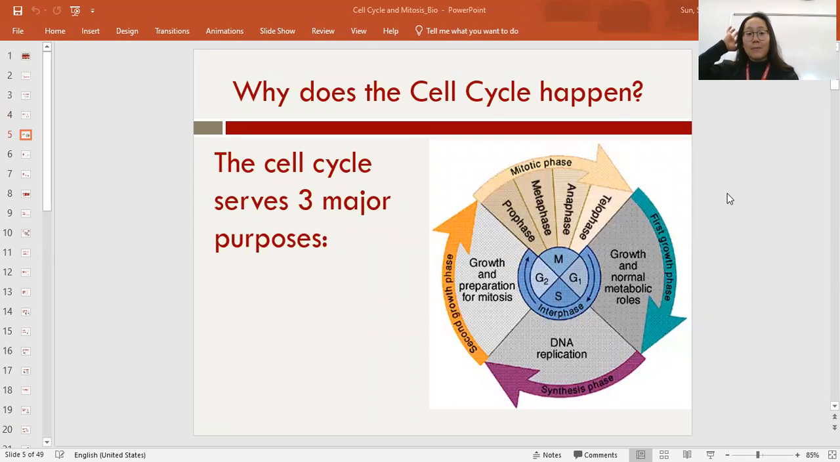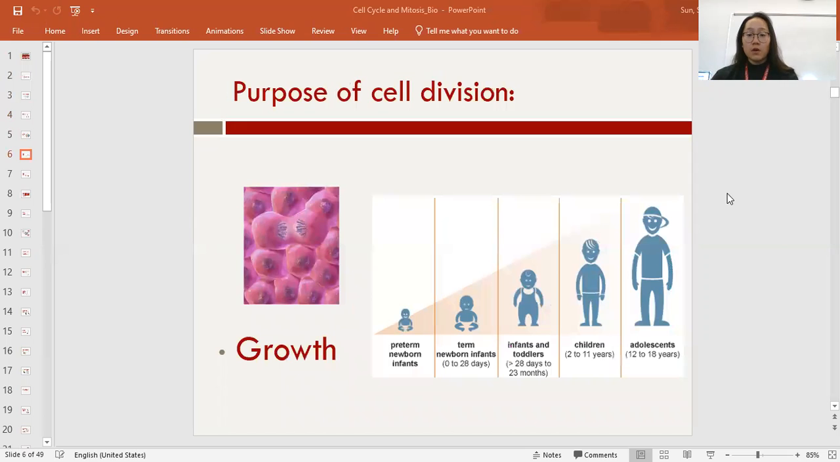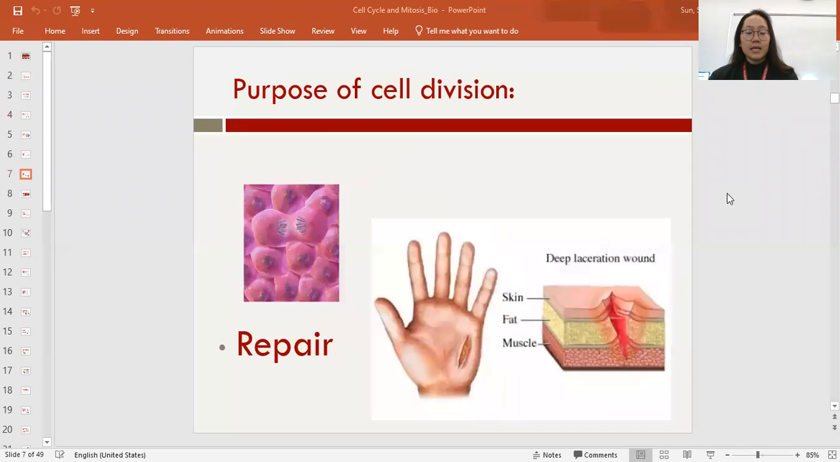So why does the cell cycle happen? Well, there are 3 major reasons. First of all, we want growth. Like I said before, you're not going to grow that much in the size of your cells. You're going to grow by growing more cells. The second purpose is to repair. If you get injured or hurt, you're going to repair the area of injury or damage by growing more cells to replace the ones that got damaged or are dead from the incident or the accident.